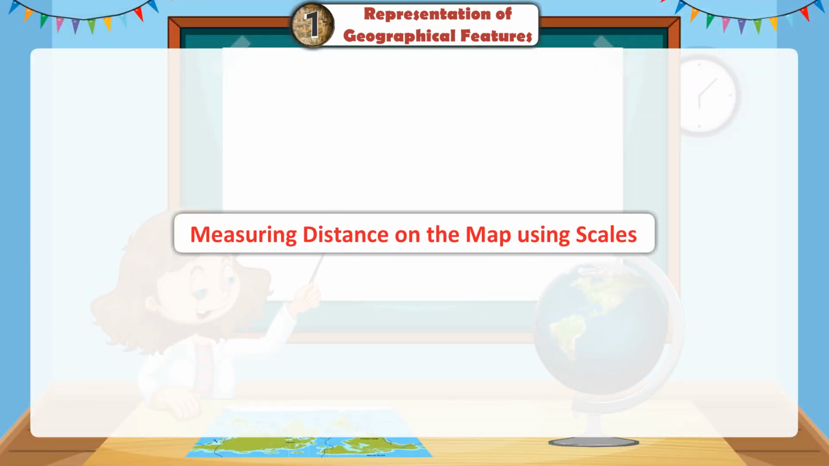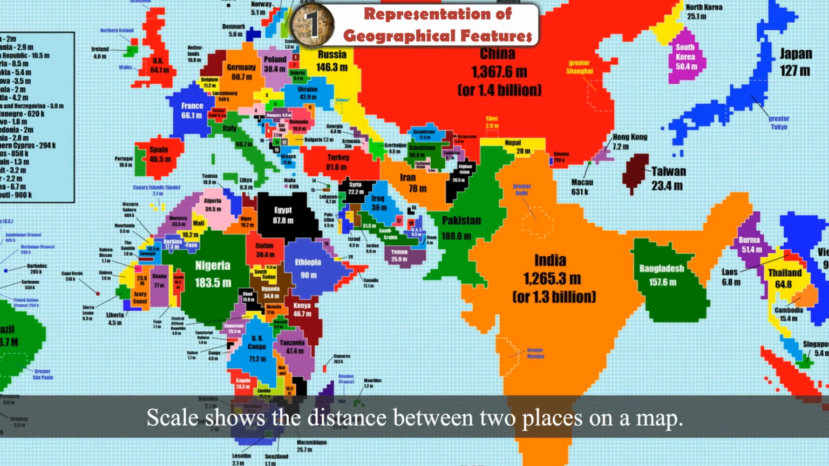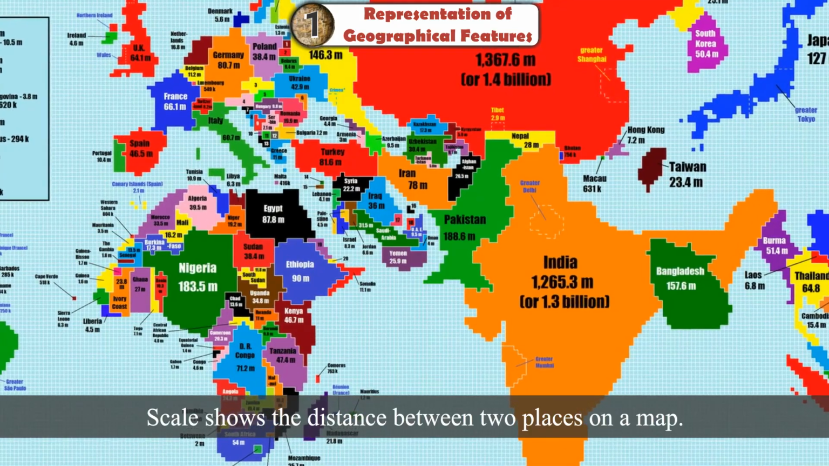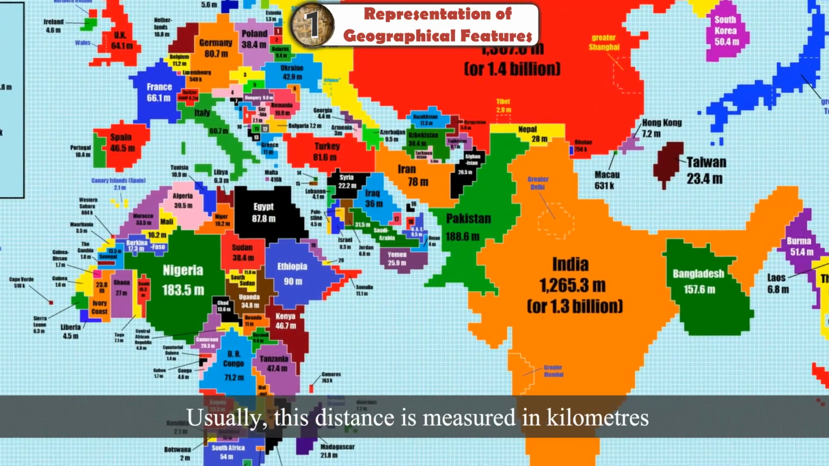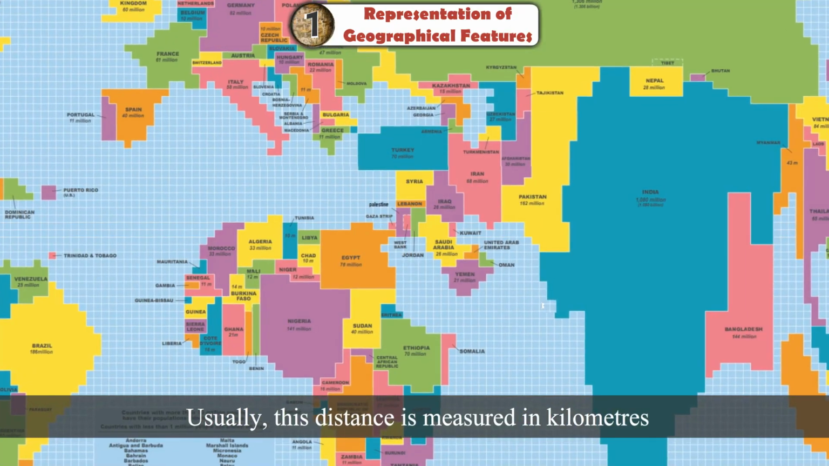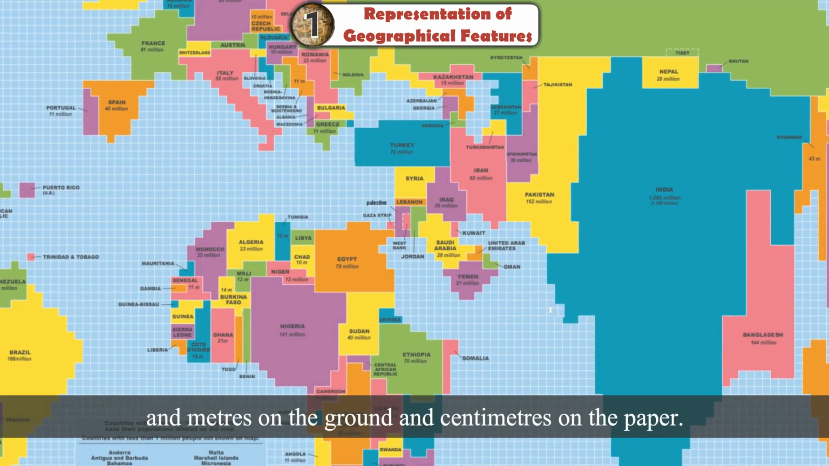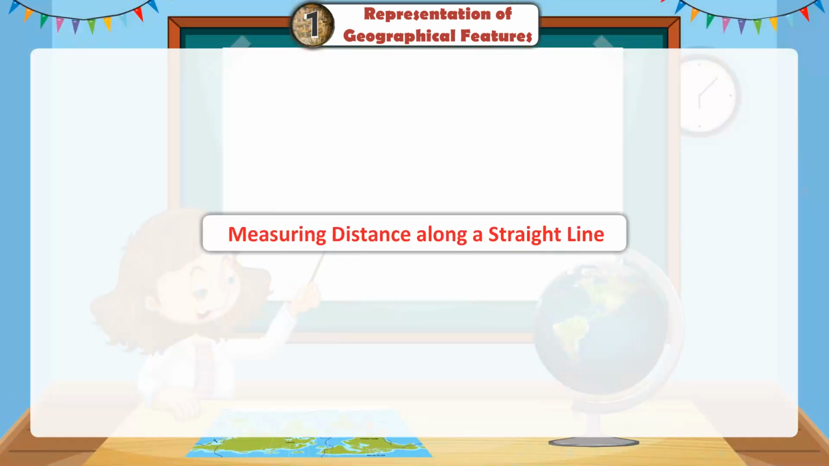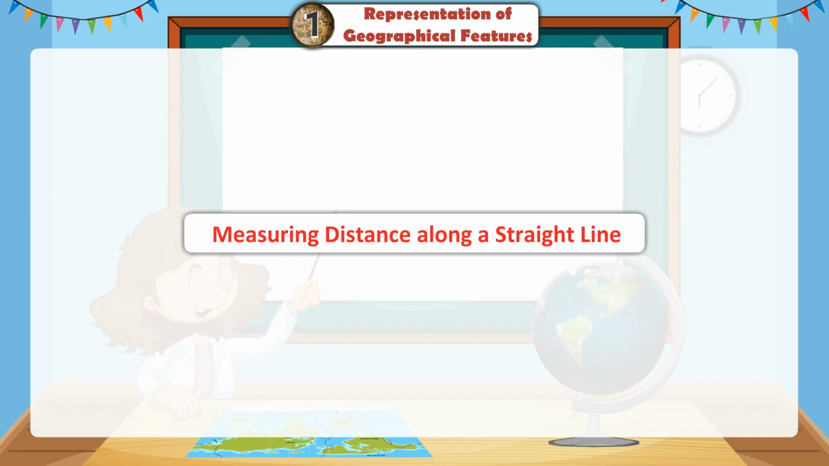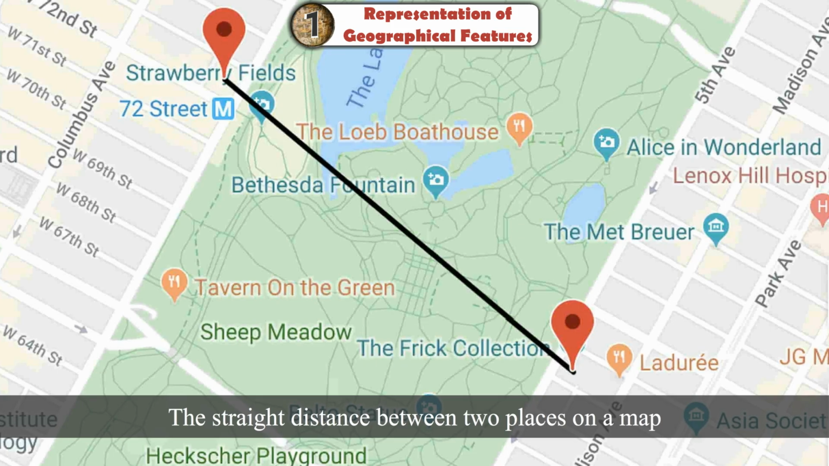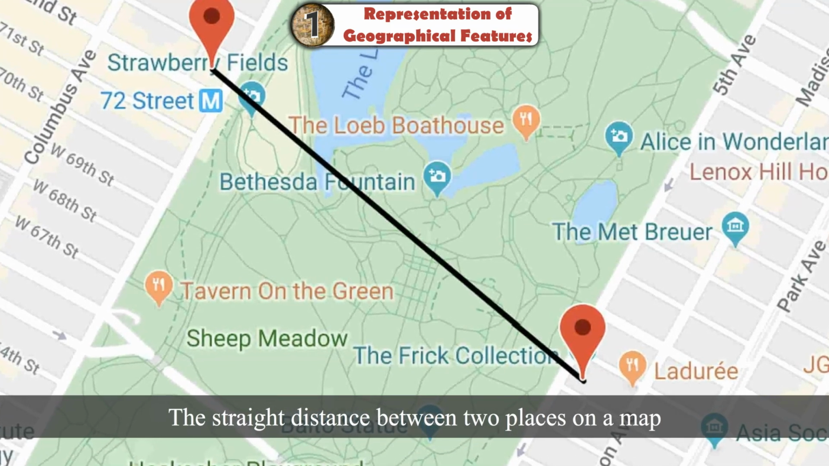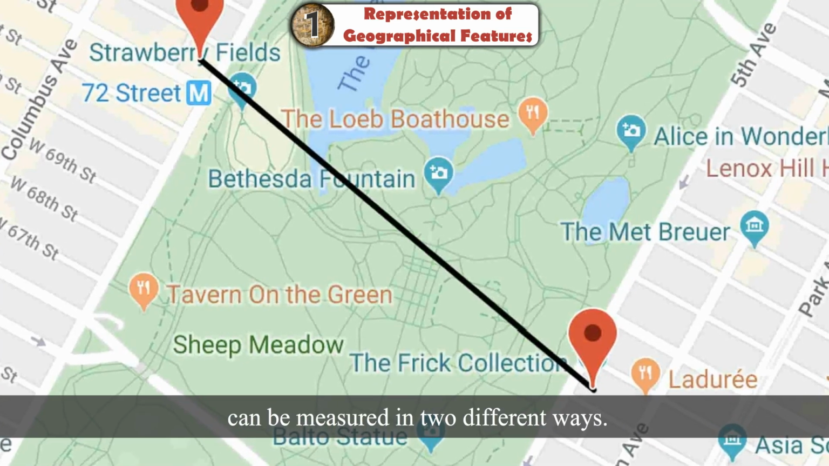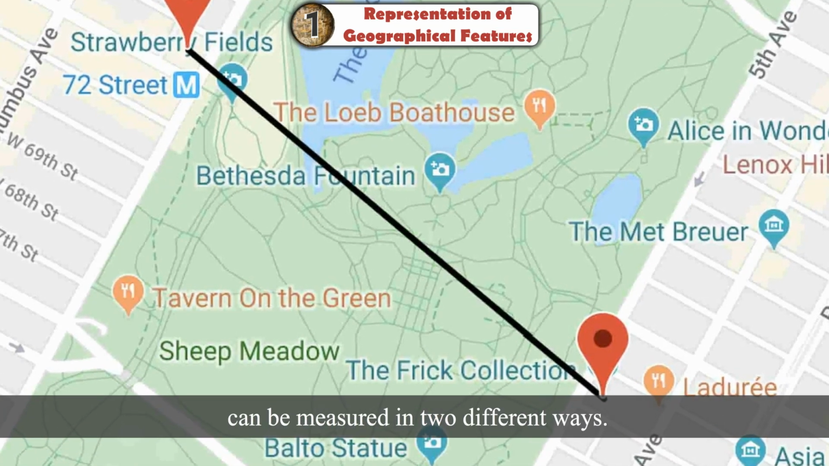Measuring distance on the map using scales. Scale shows the distance between two places on a map. Usually, this distance is measured in kilometers and meters on the ground and centimeters on the paper. Measuring distance along a straight line. The straight distance between two places on a map can be measured in 2 different ways.